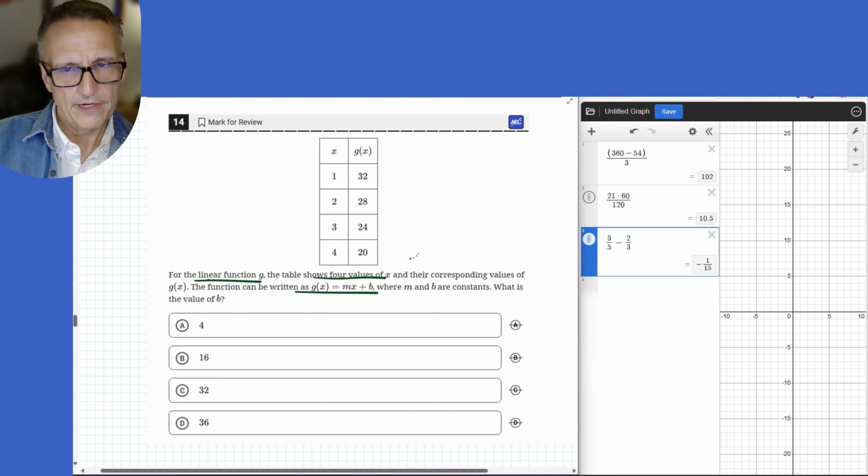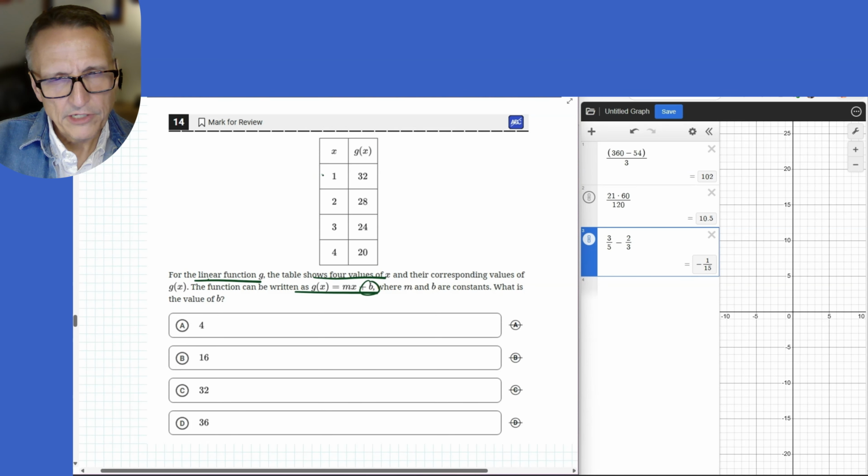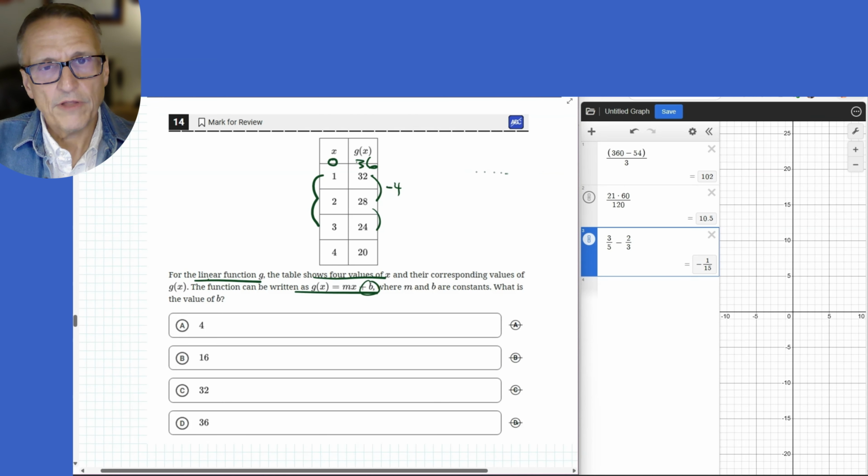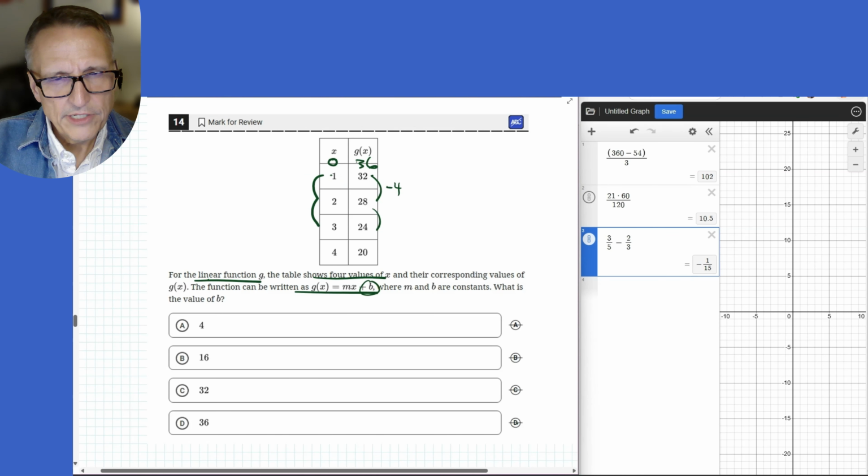Well, they want me to find b, the y-intercept. And I can very quickly see that my slope here looks like it's going to be negative 4 because as my x's are going up by 1, my y's are going down by 4. So if I back up to 0, then that would have to be 36. So I really don't need to use regression on this if I notice that since the x's are lined up 1, 2, 3, 4, I can see that the y's keep going down by 4.